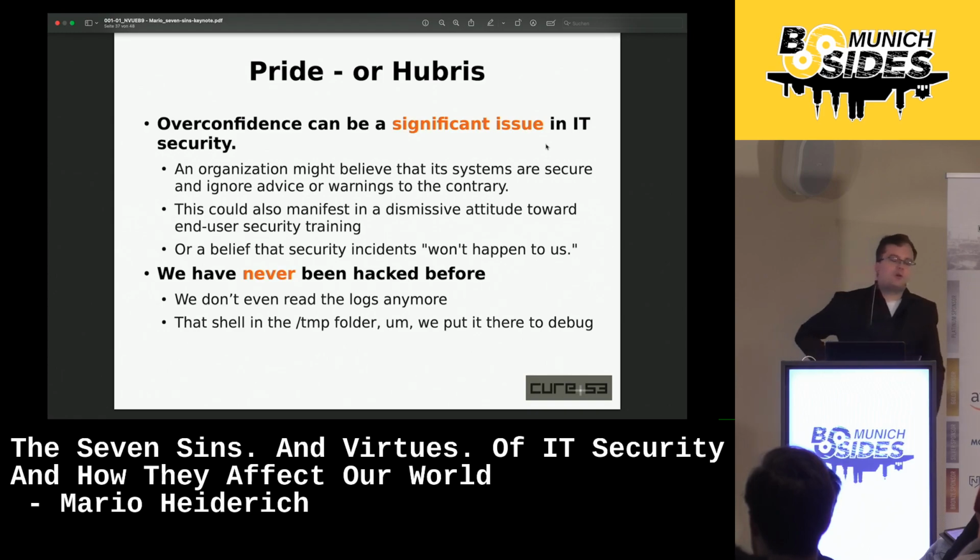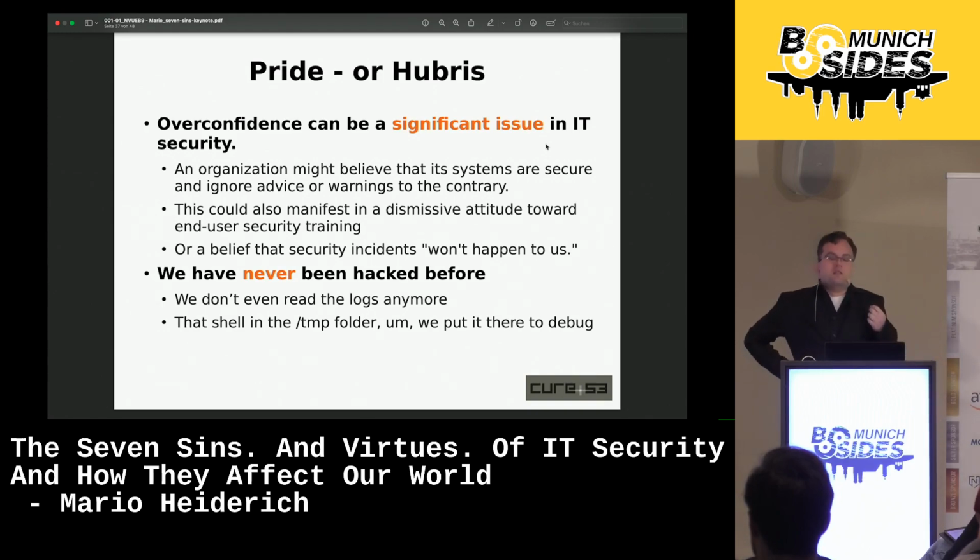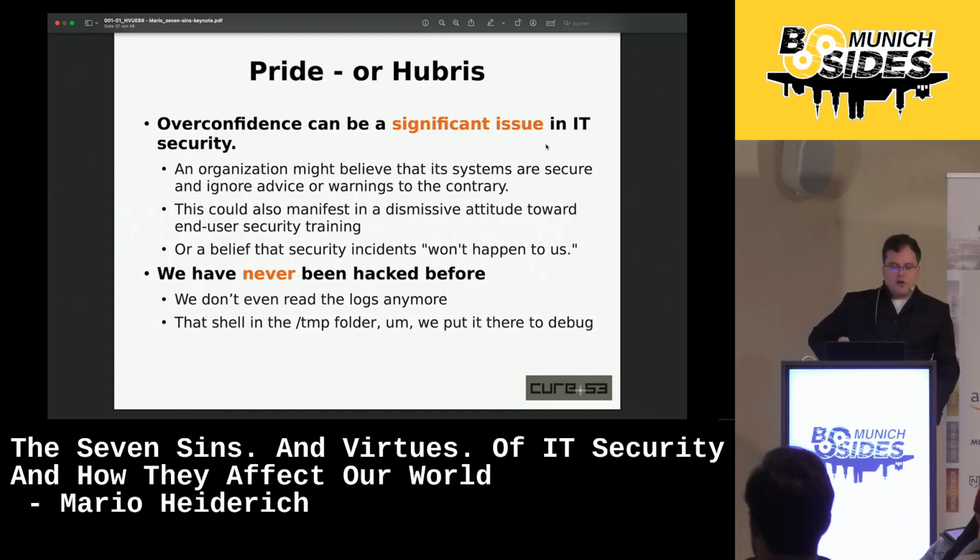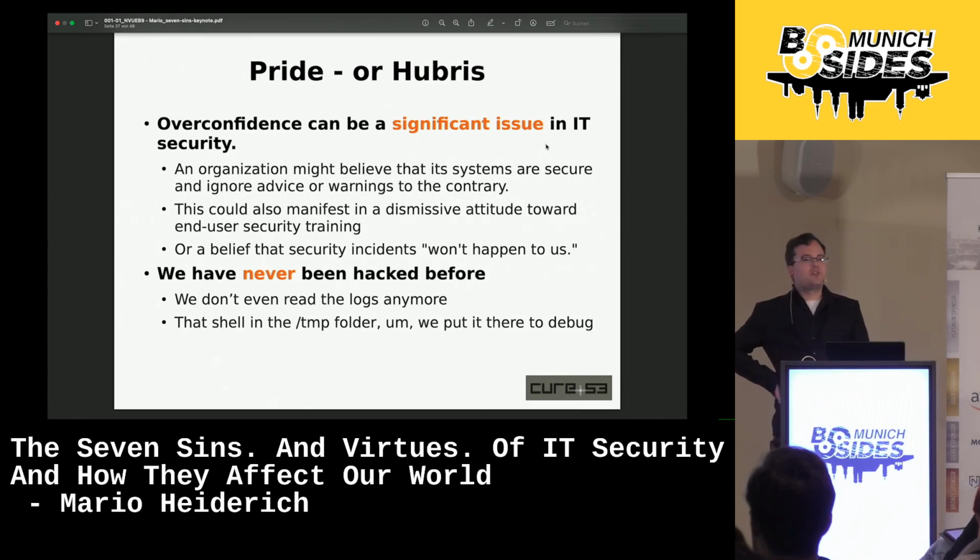We had another funny situation with another client a couple of years ago where we actually managed to get code execution on their server, and we found a PHP shell in one of their folders that didn't belong there, and they were so proud of their own security systems that they actually claimed to our faces, well, this was us putting the shell there for debugging purposes. All right, that's how you do it.